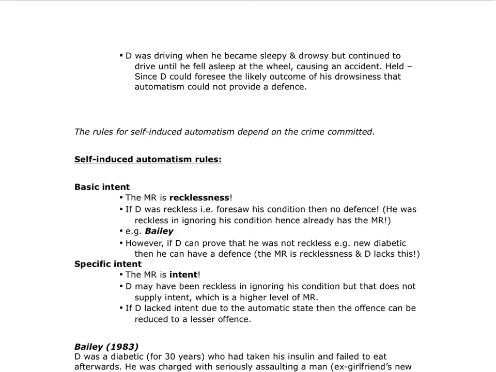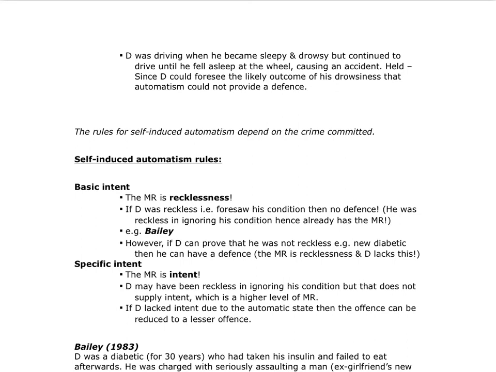So the defendant was driving home when he became really sleepy and drowsy, but continued to drive, and then he fell asleep at the wheel, causing an accident. So he raised automatism. It was held that since D could foresee the likely outcome of his drowsiness, that automatism could not provide a defence. He knew he was sleepy, he knew what would happen, and therefore that could not be a defence.